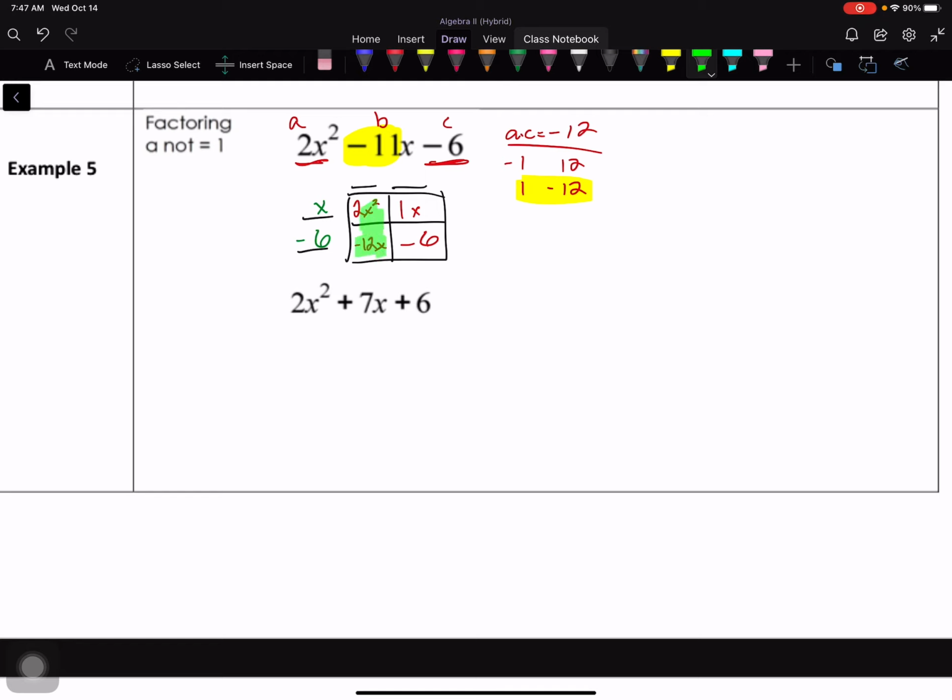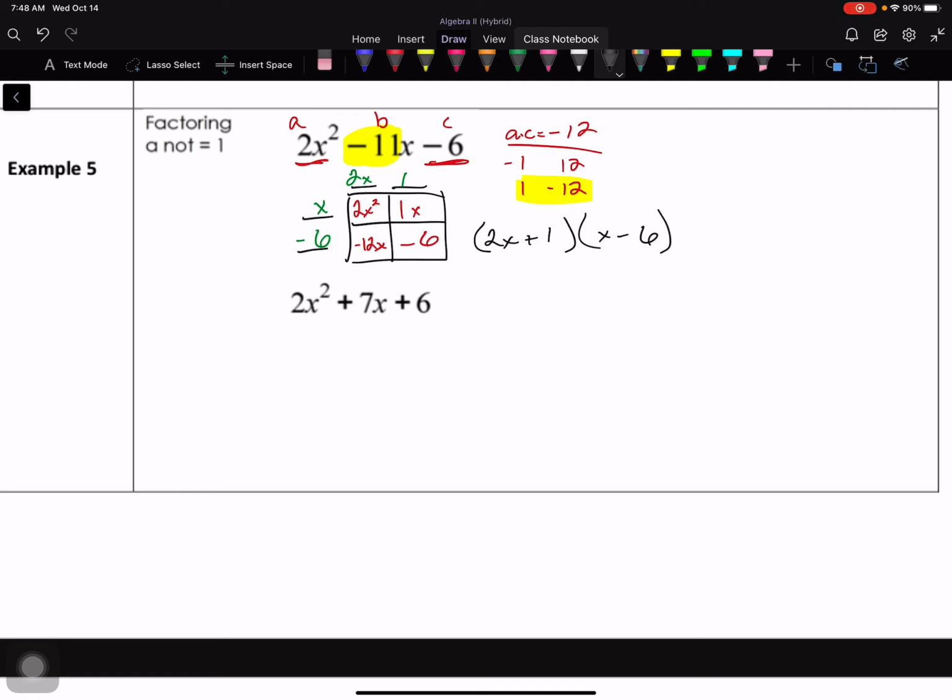Going up the left column, those are both divisible by 2, and they both have an x in common. So now we have a number and a variable that we can divide out. And now here, don't overthink this. 1x and negative 6, the only thing that you can divide them both by is 1. And sometimes that's all you're going to get. So the final factored version, from the top of our box, we have 2x plus 1. From the left side of our box, we have x minus 6, and it's factored.